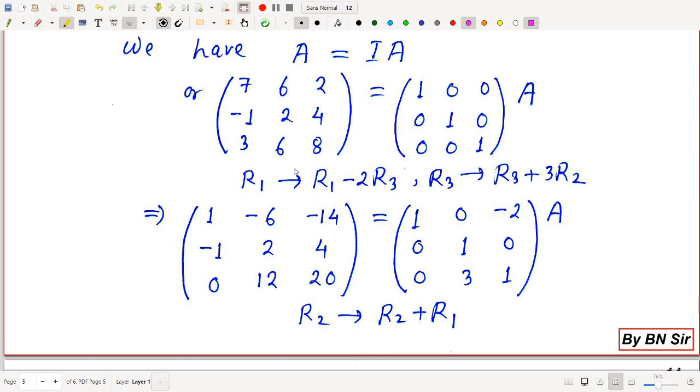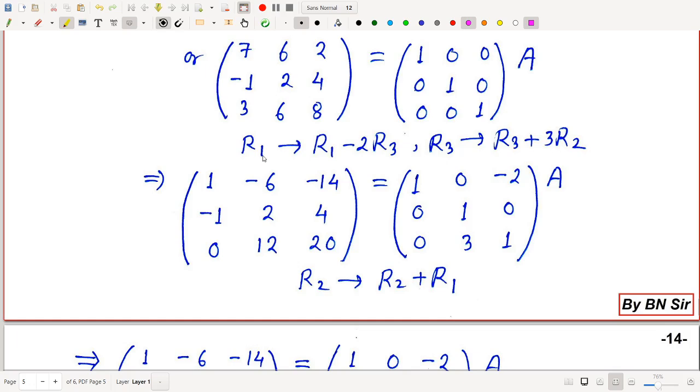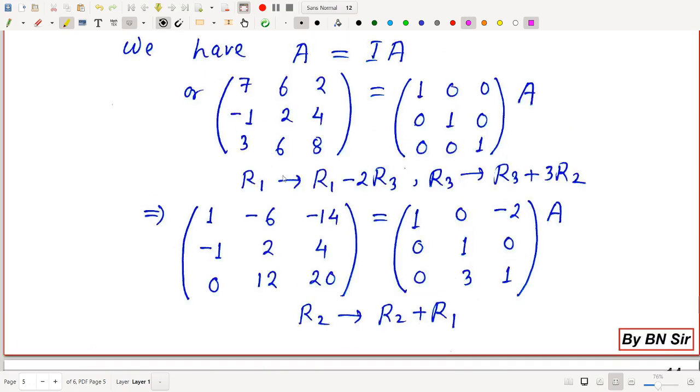Now we shall convert this capital A of left side to unit matrix by using elementary row operations only, and accordingly we shall change only the prefactor of this product IA. Means we shall pre-multiply capital A with the corresponding elementary matrix, so effect will be same. So first column element should be 1. That's what we have done.